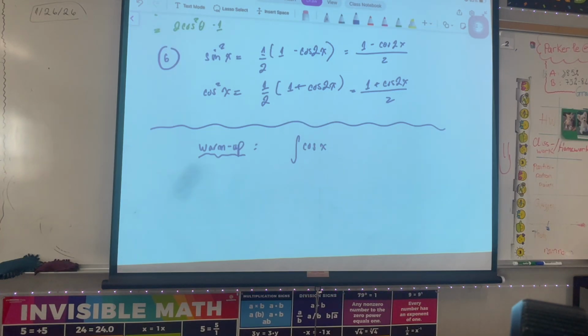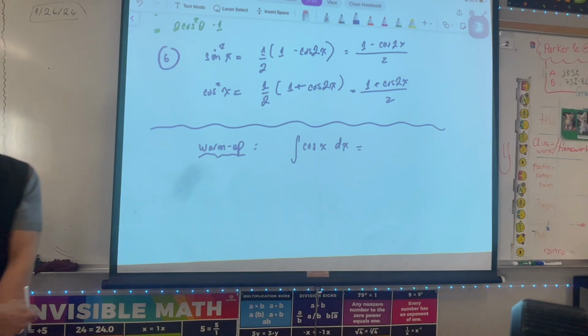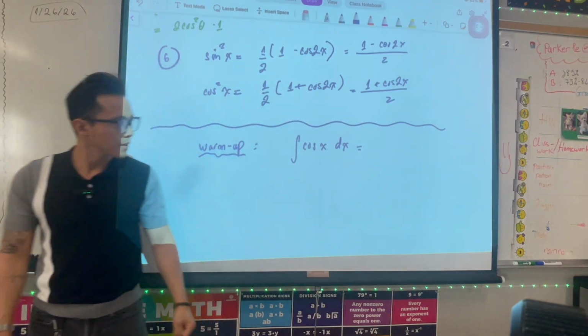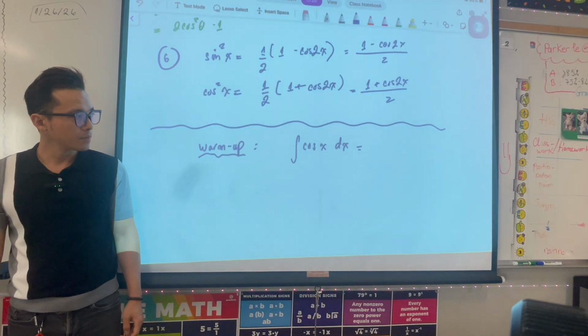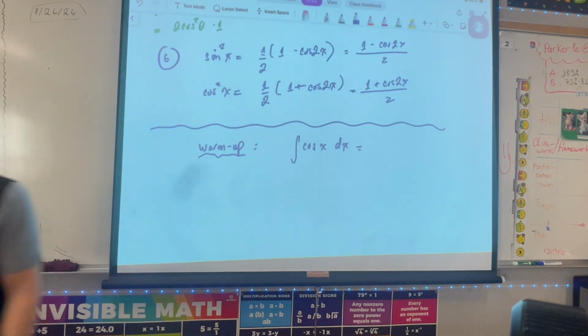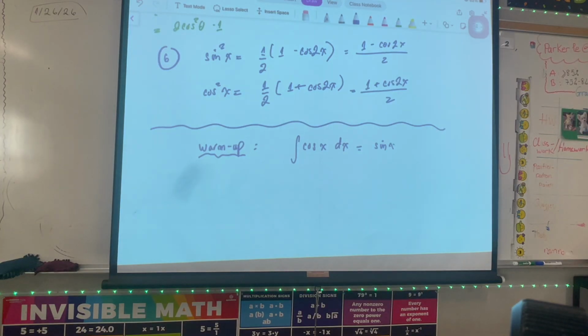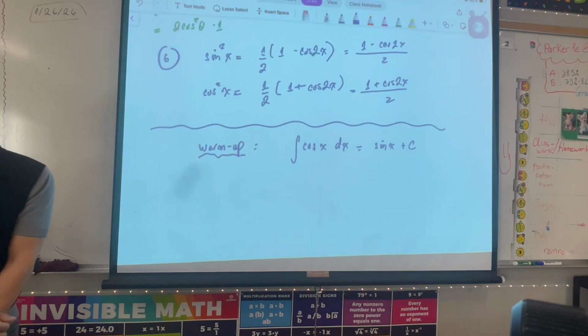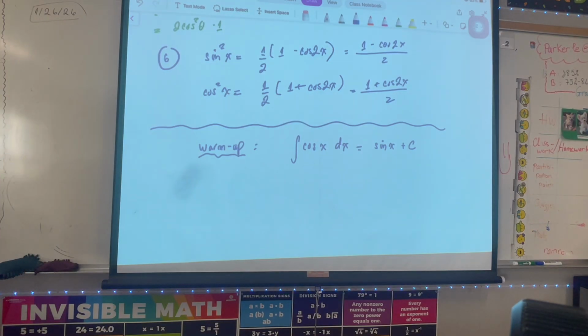What is the integral of cosine x dx? How do we handle this? Don't think too complicated. It's just the integral of cosine. How about cosine square? Oh, there you go. That's right.